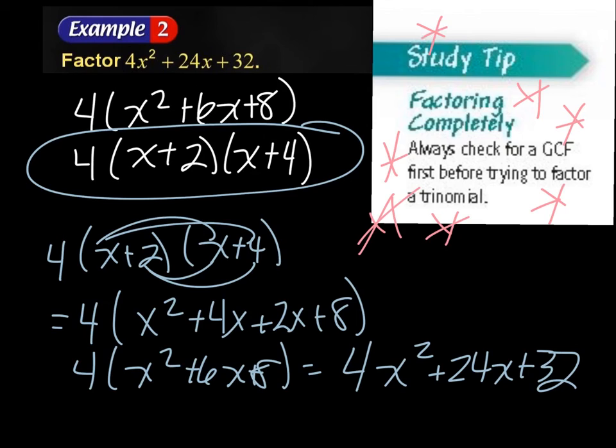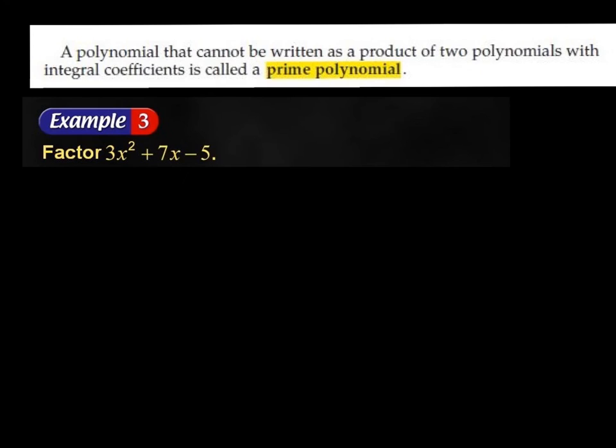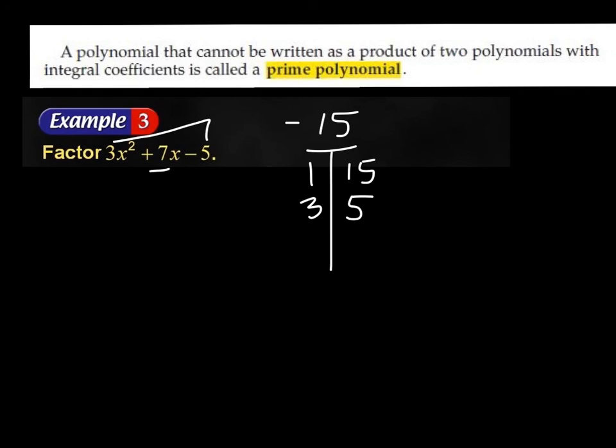It is not completely factored if you do not take out the greatest common factor. A polynomial that cannot be written as a product of two polynomials with integral coefficients is called a prime polynomial. Rats. We tried everything and nothing works. So I'm going to start this one assuming that it will work. We know it won't. We're looking for factors of negative 15 to give me a sum of 7. So I make my factor tree, 1 and 15, 3 and 5, and I'm done. And so I need to have one positive, one negative, so I'm really looking for a difference of 7.